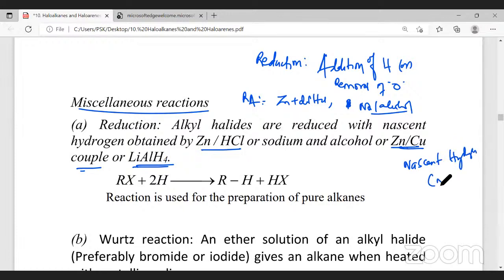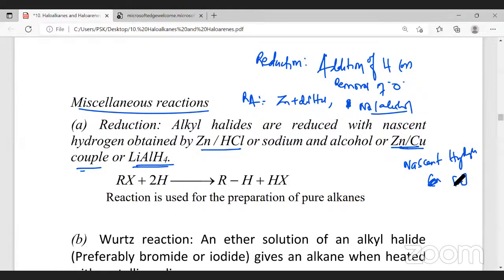What do you mean by nascent hydrogen? Hydrogen in atomic state, which is represented in square brackets, is called nascent hydrogen.